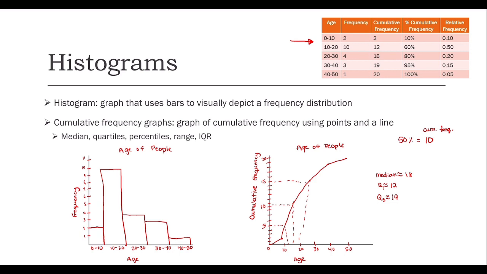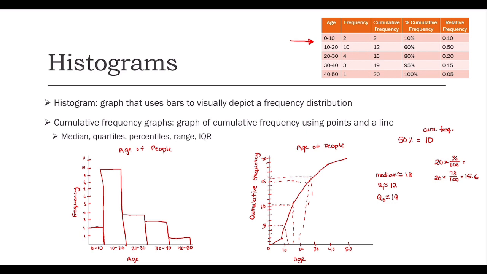We could find any percentile by taking 20 times your percent over 100 to figure out where that percentile would be. So if we wanted to know the 78th percentile, for example, that would be 20 times 78 over 100, which equals 15.6. So you would look for 15.6 over here and then see where that falls on the age.